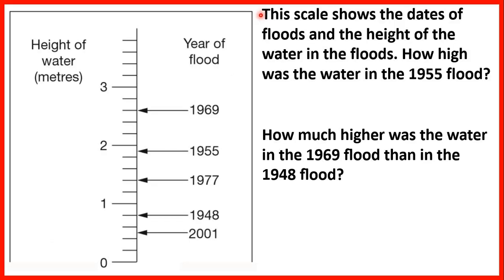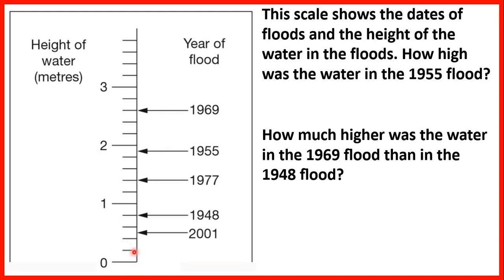This scale shows the dates of floods and the height of the water in the floods. How high was the water in the 1955 flood? Well, we can see the arrow for 1955 is here, so just below 2 metres.